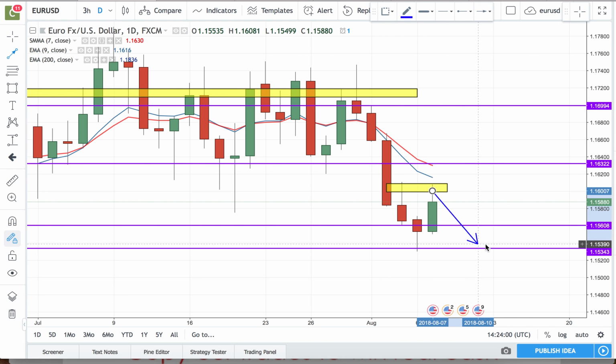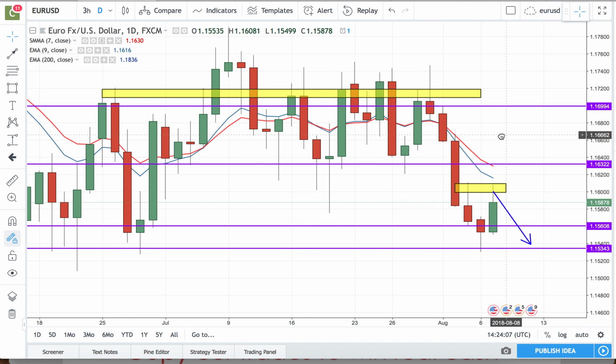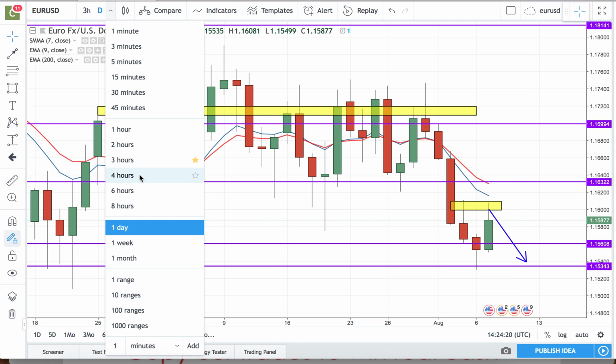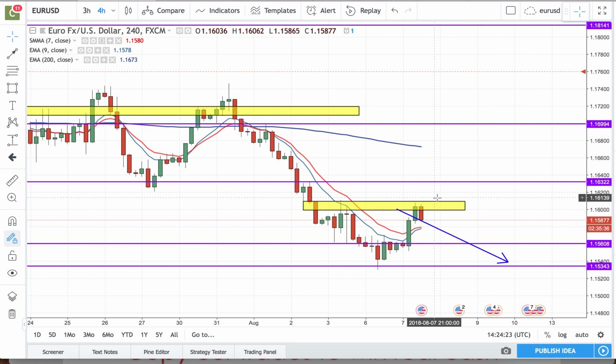So anywhere down towards 1.15390, there or thereabouts. It's slightly ranging at the moment, Euro USD. It's going up again towards 1.175 and then just dropping back down. It's not showing any great directional bias. So we'll zoom in to the 4 hour. It's a little bit more interesting.